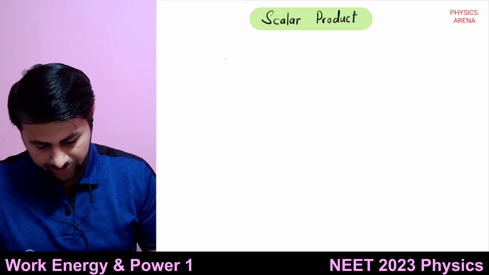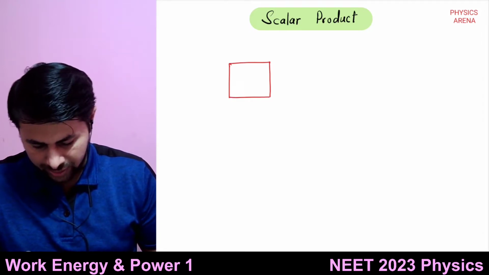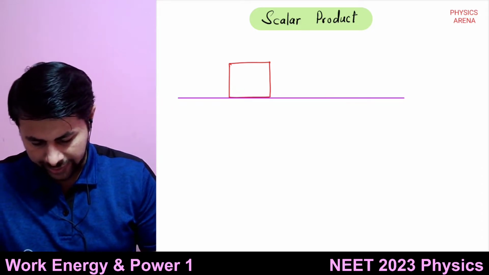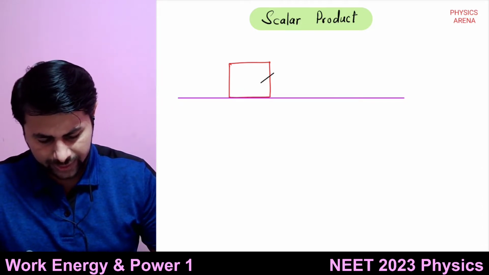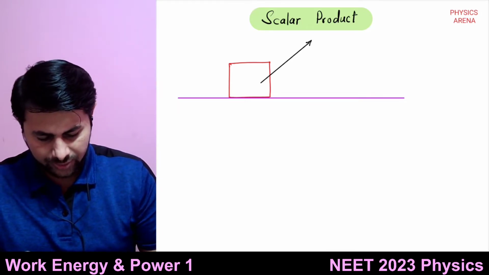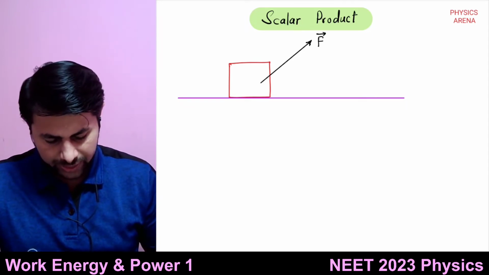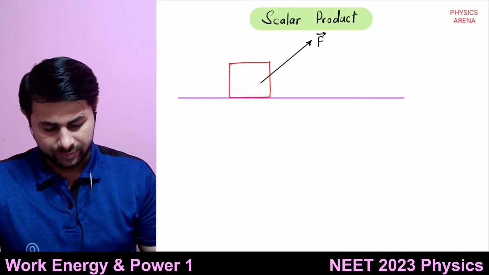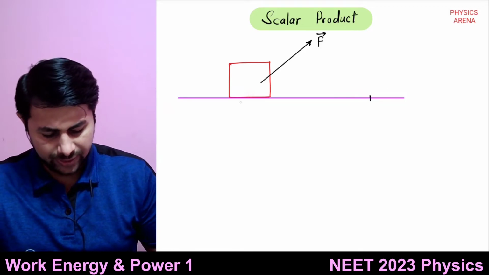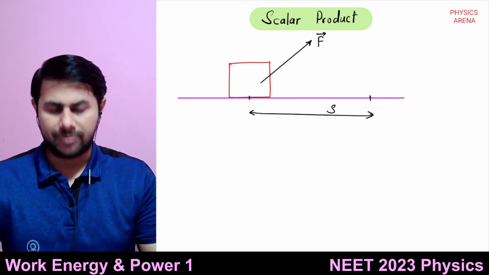So let's suppose we have this block resting on a floor, and you exert some force on it. So you exert this force which is in this direction. Okay, so let's call it F bar, and because of this force this block gets displaced. Let's suppose it moves from here to here, so displacement is s. Okay, this much is the displacement.